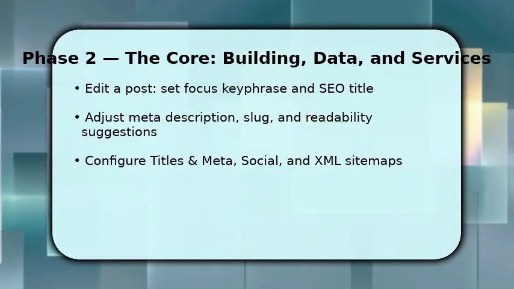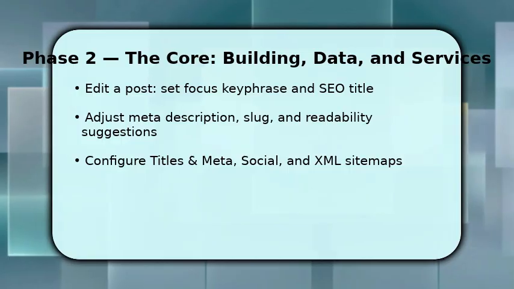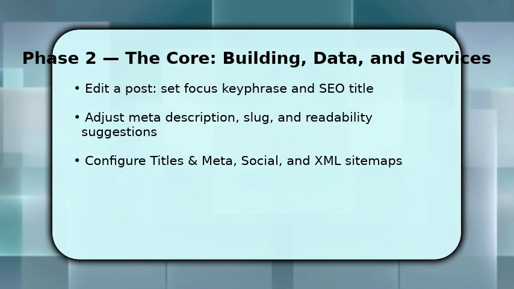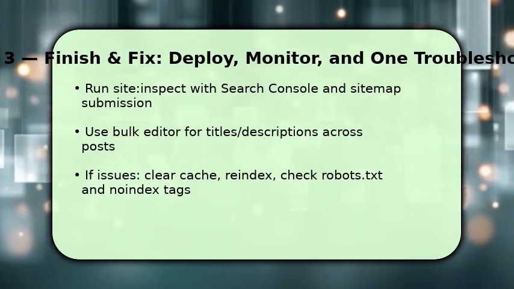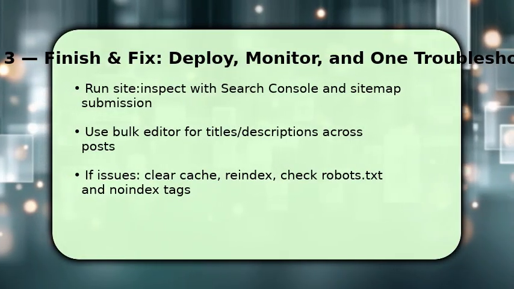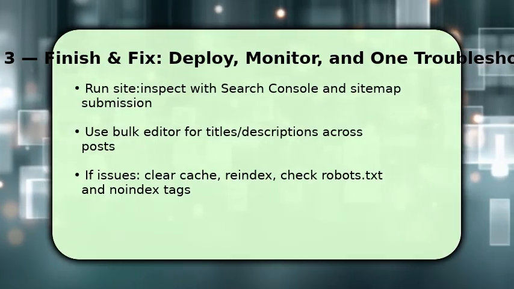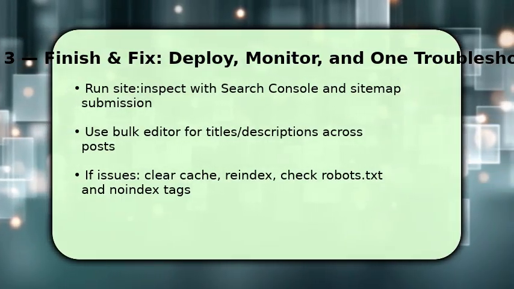Next, confirm global settings. Titles and meta templates, social profiles, and XML sitemap are enabled so search engines index correctly and social cards look right. Finish by submitting your Yoast-generated sitemap to Google Search Console and requesting reindexing. Use the bulk editor to quickly standardize titles and meta descriptions across many posts and set canonical URLs where needed.